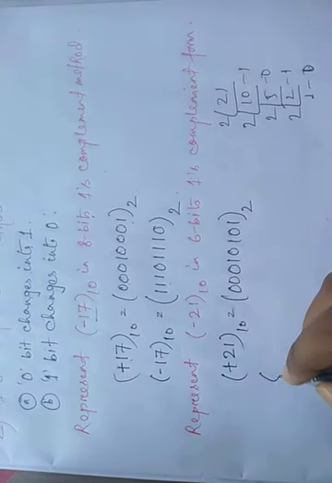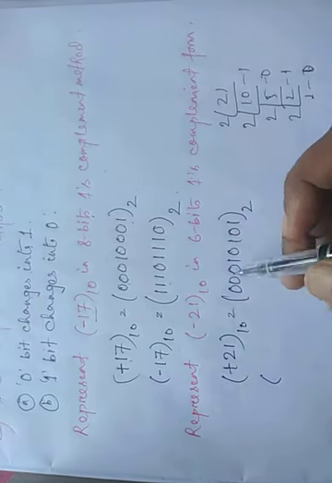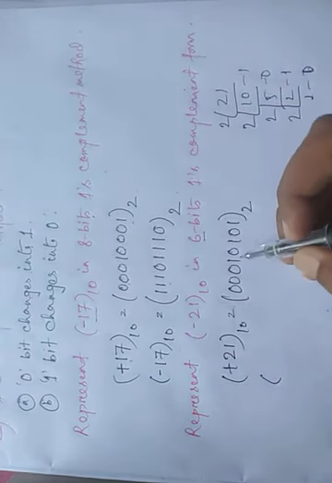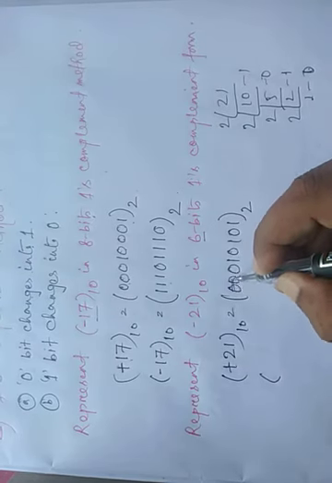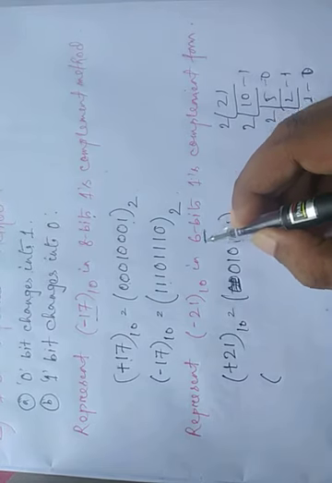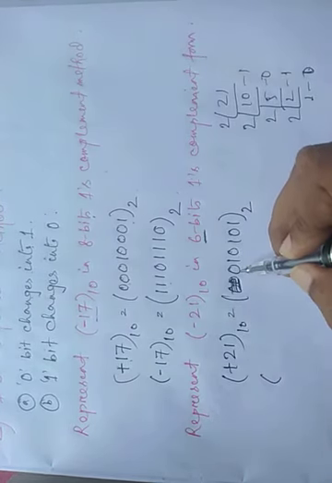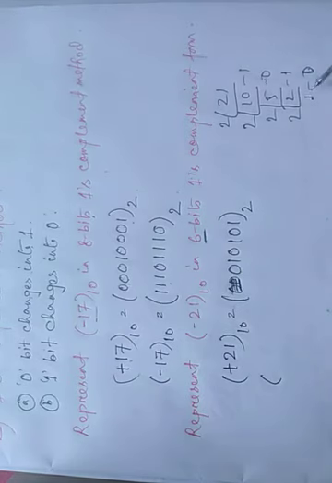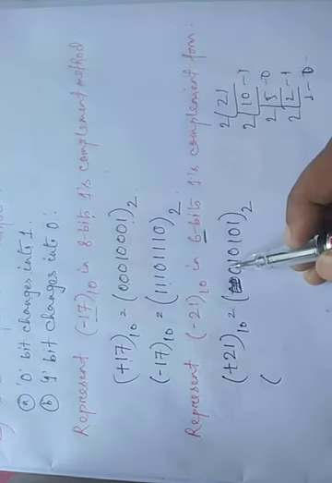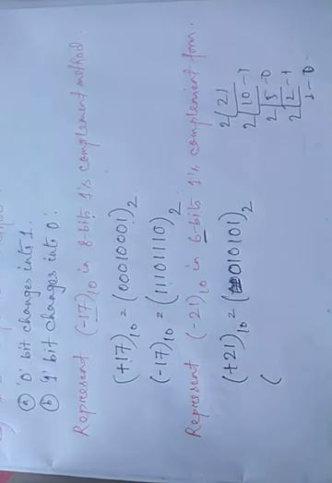Now we have to convert it into 6 bits. Already 5 bits are there. Sorry, we are going to represent it in 6 bits, so we have to add only one extra 0 here, because 5 bits are already there, so it becomes 6 bits.